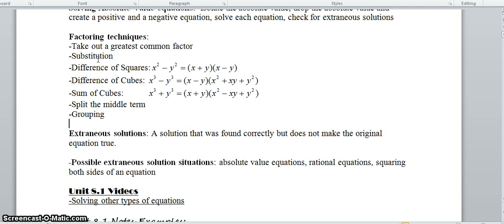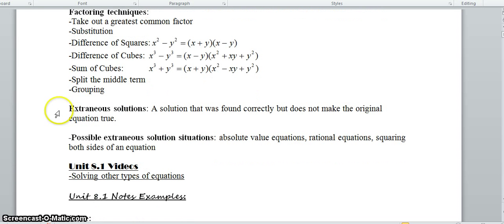No pun intended there. Difference of squares, x squared minus y squared equals x plus y times x minus y. Difference of cubes, the sum of cubes. So these are two things that you probably haven't done in a while. Split the middle term, maybe factoring by grouping. So all of these techniques are going to be very important here.